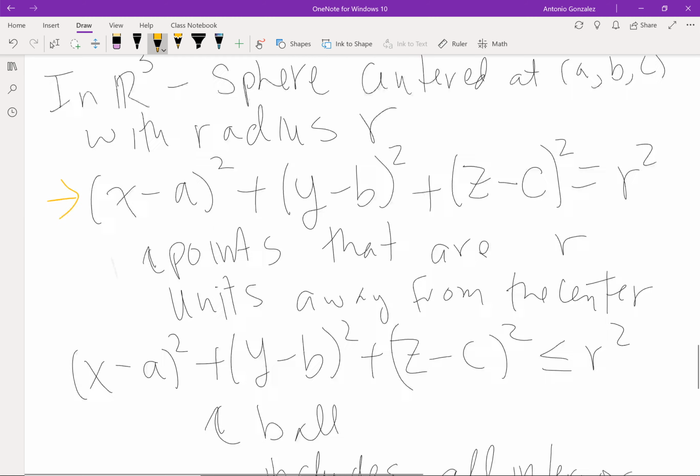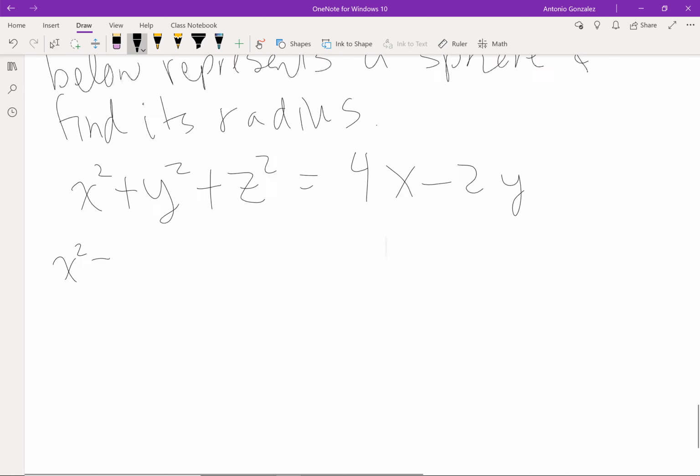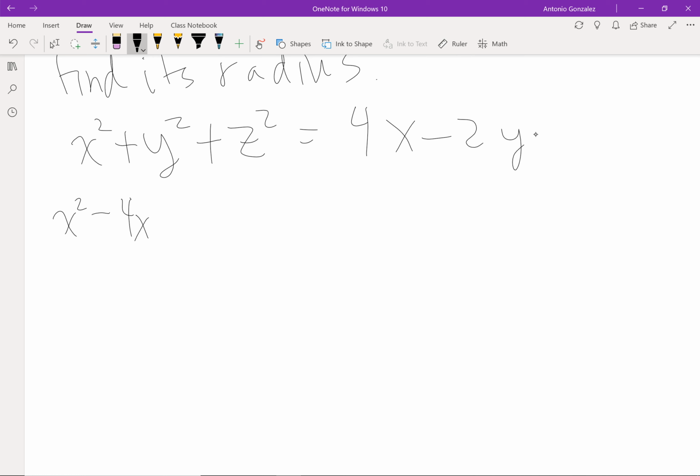Okay, so let's start. First thing I want to do here is move the 4x and the 2y to the left-hand side of the equation. So we'll have x squared minus 4x, and then y squared minus 2y plus z squared equals 0. Okay, now I notice I left a space after the 4x and after the 2y.